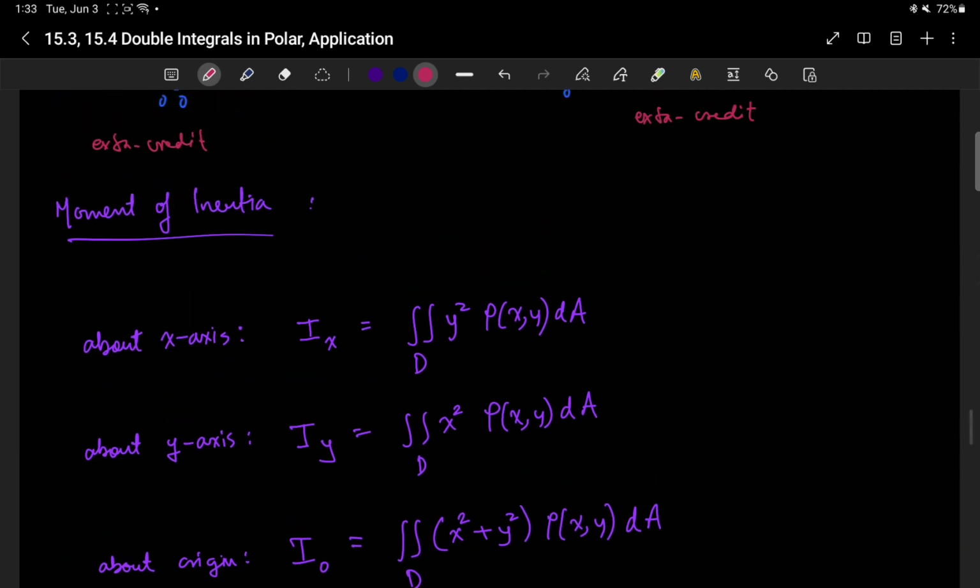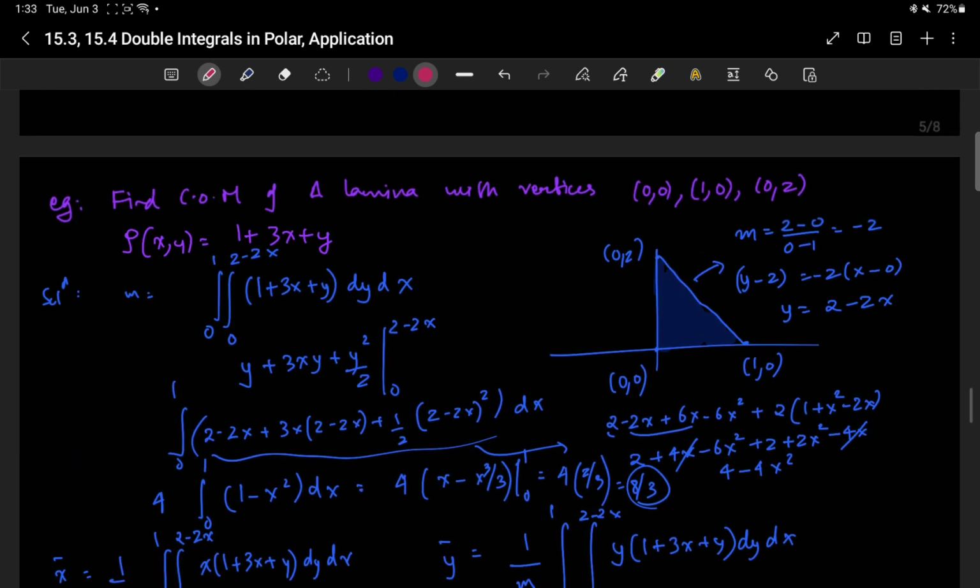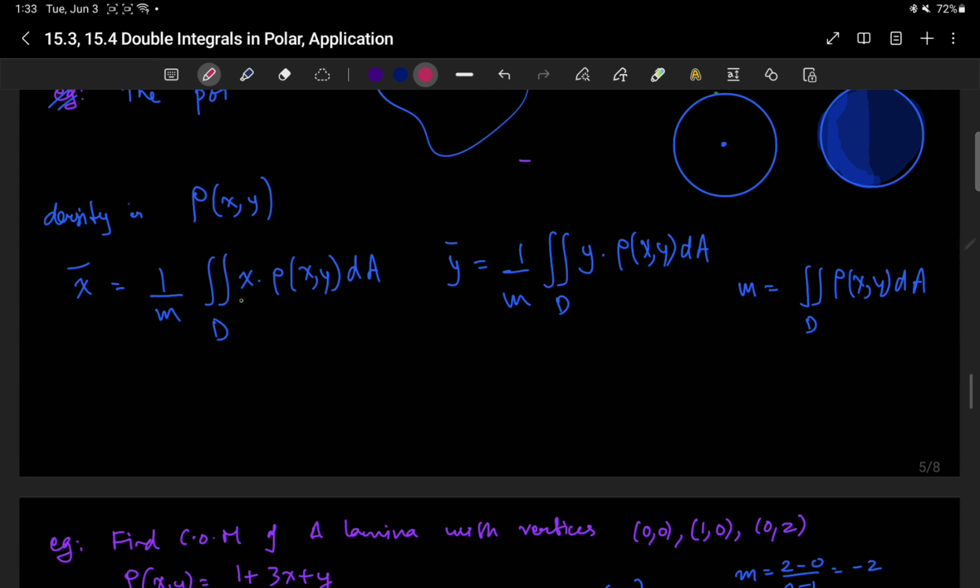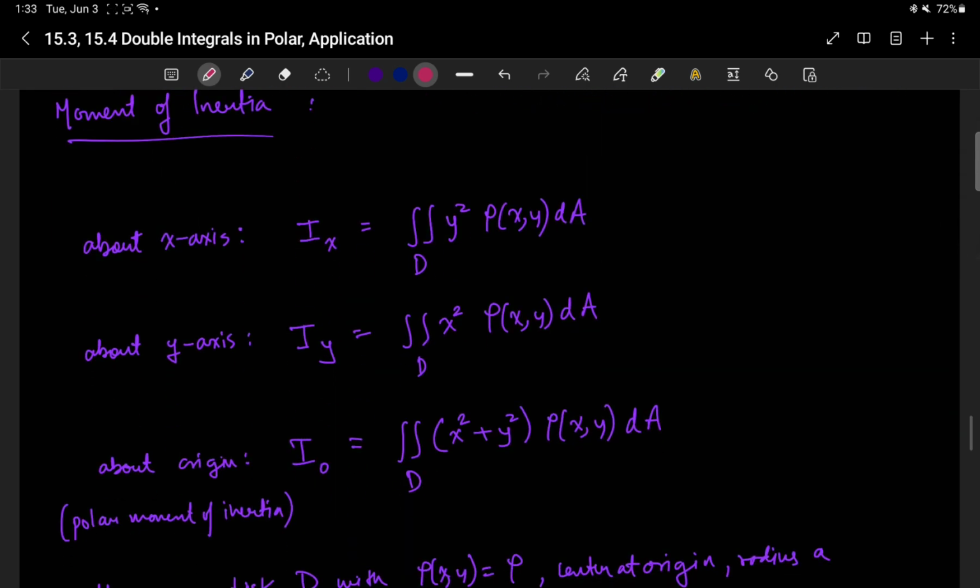So if you look at the formula for the center of mass, x and y, it has x times the density. So it's kind of like the 0th moment because the power is 1. And when you do an x squared, that's like the first moment, which is the moment of inertia.